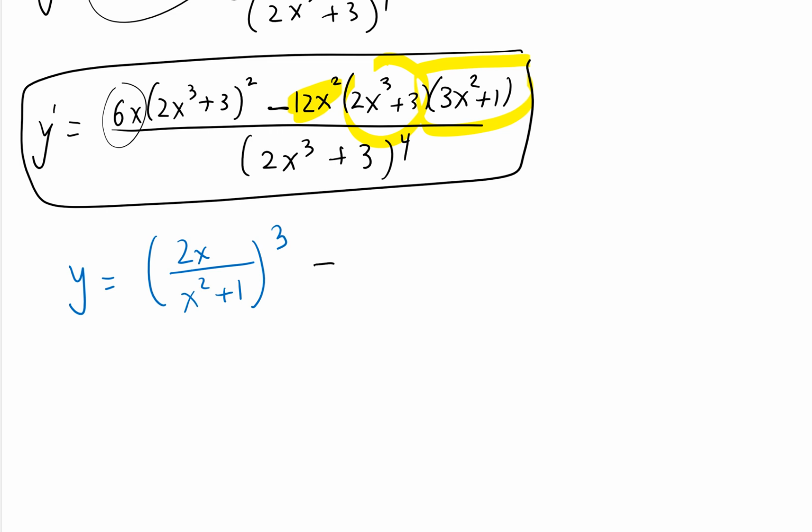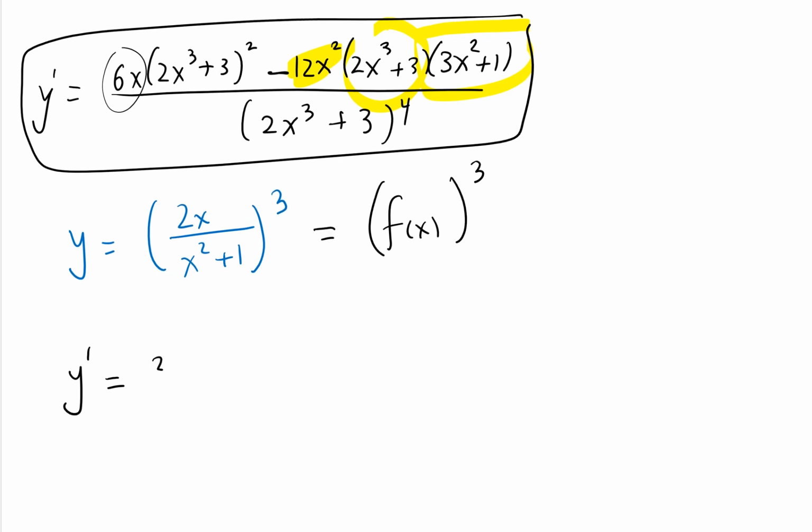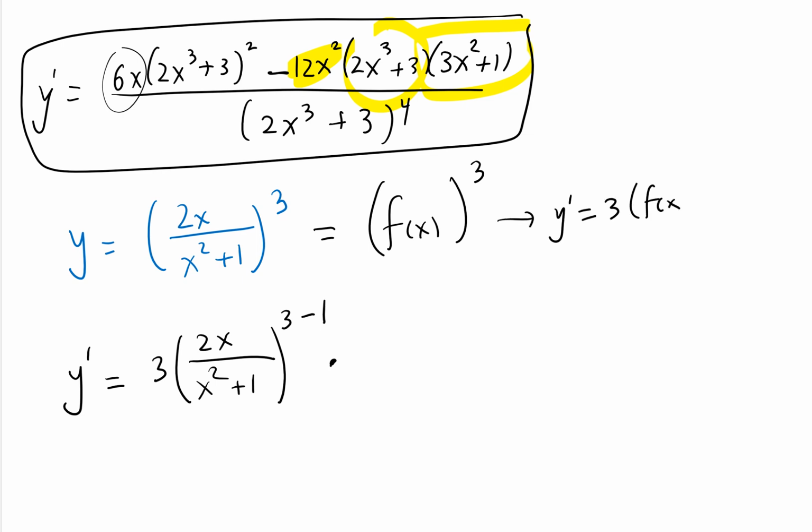This looks like f of x to the third power. That's what this looks like. What is y prime? Y prime is, we bring the 3 down, 2x over x squared plus 1, subtract 1 from the exponent, step by step, times the derivative of f of x. So here y prime should be 3 f of x squared times f of x prime, like that. So times the derivative of the inside, 2x over x squared plus 1 derivative, like that.